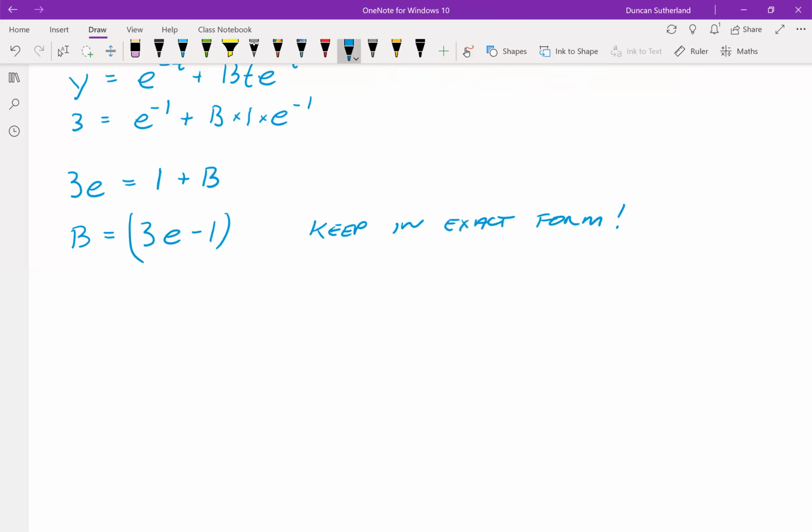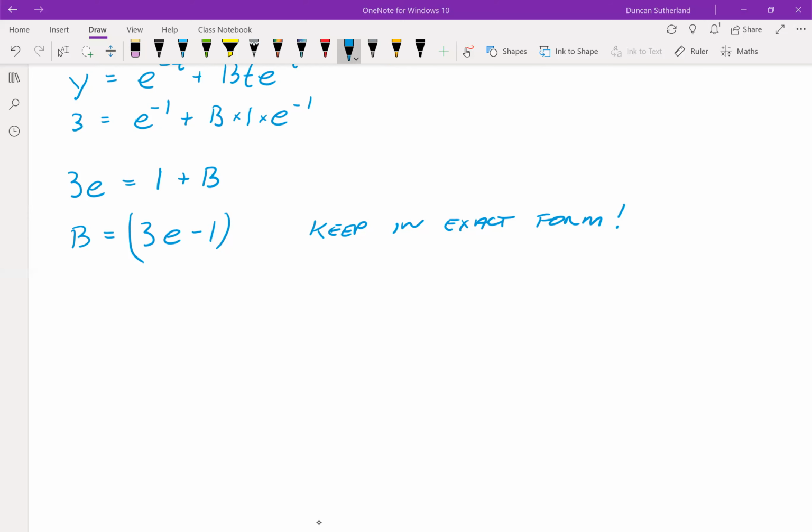Right. A lot of students find this so tempting to evaluate and round to 2 decimal places. That's naughty. Keep it in exact form. You want an exact solution. You don't want a solution that's got some weird rounding error in it.